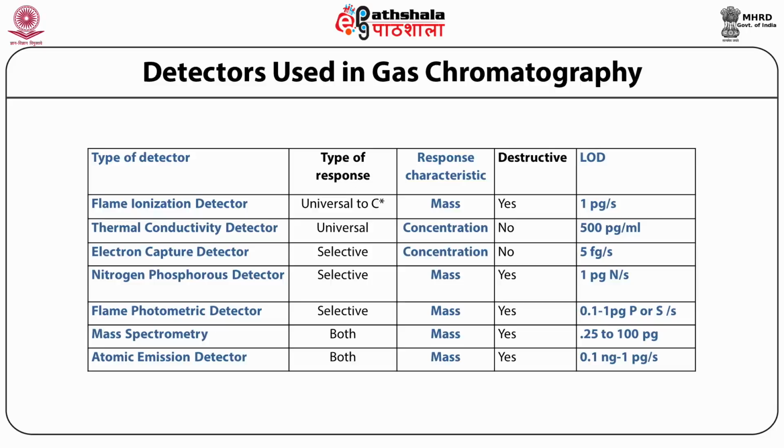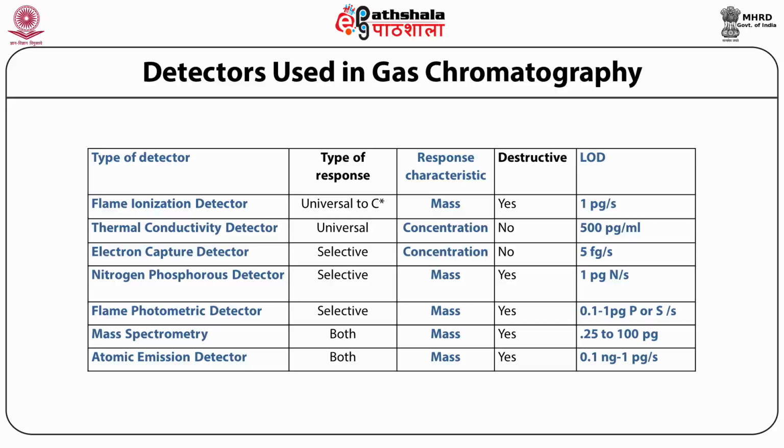Now the response of the FID detector depends upon the change in the conducting power of ions in an electric field, which is produced on burning of the organic compounds in the flame. The flame is typically a hydrogen flame, and this detector is universal to carbon, and its response characteristic is mass. Of course, because the sample is combusted before the readout can be given, it is a destructive type of detector, and its LOD is around 1 picogram per second.